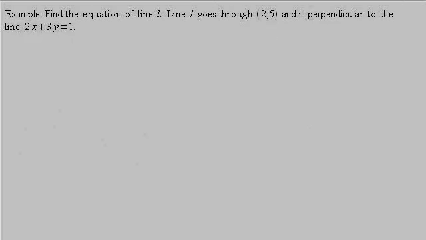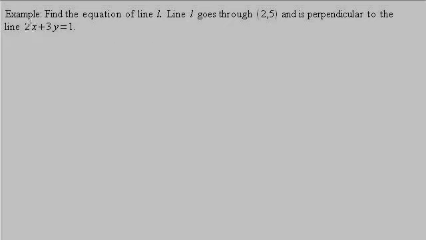Now let's look at this one. Find the equation of line L. Line L goes through the point (2, 5) and is perpendicular to the line 2x + 3y = 1. So I have a point on the line, but now I need the slope. Well, since my line is perpendicular to this one, I can find the slope of this line and then take the negative reciprocal of that, and that will be the slope of line L.